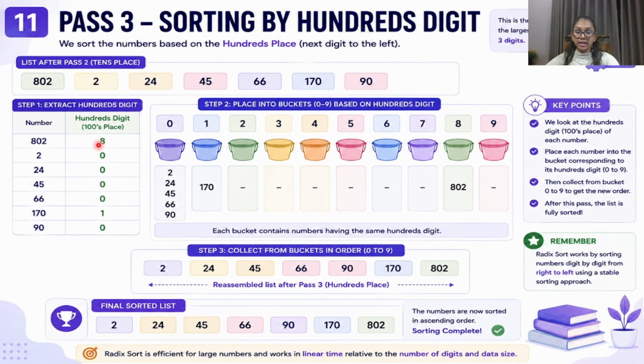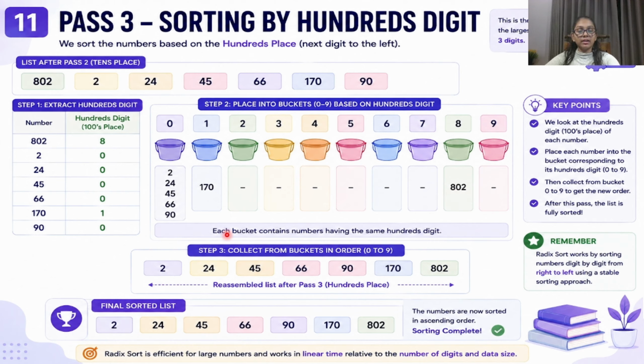802 has 8, 2 has 0, 25 has 0, 45 has 0, 66 has 0, 170 has 1, 90 has 0. So bucket 0 contains 2, 25, 45, 66 and 90. Bucket 1 contains 170. Bucket 8 contains 802.